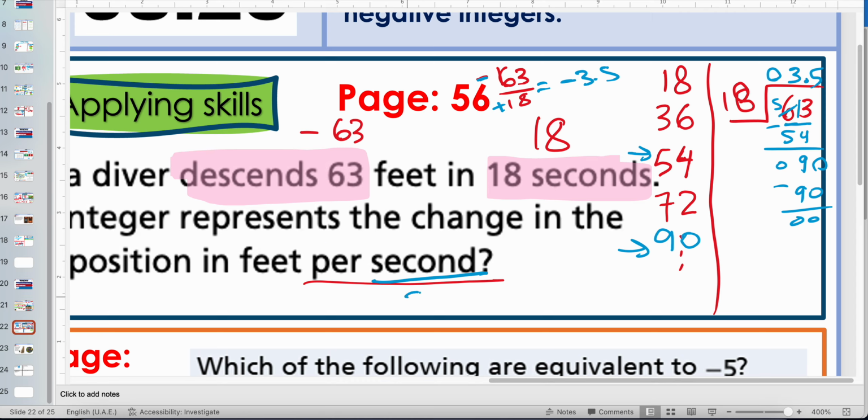Per second, how much does the diver dive? They dive like 3.5 feet below surface level.